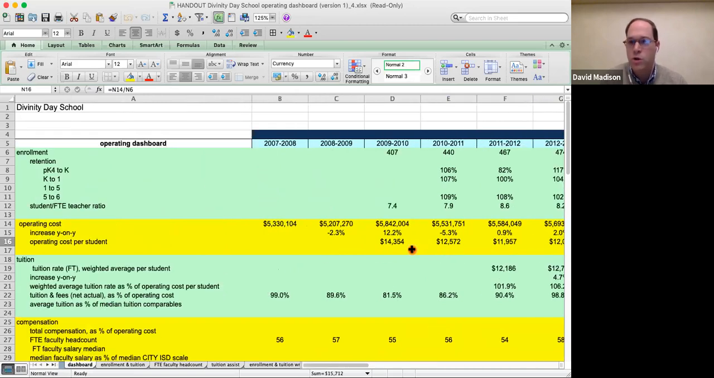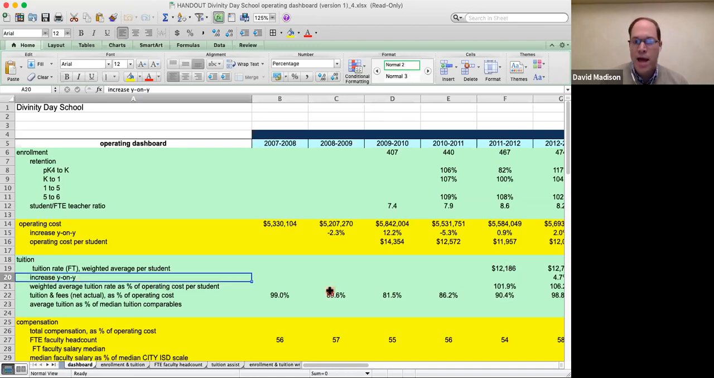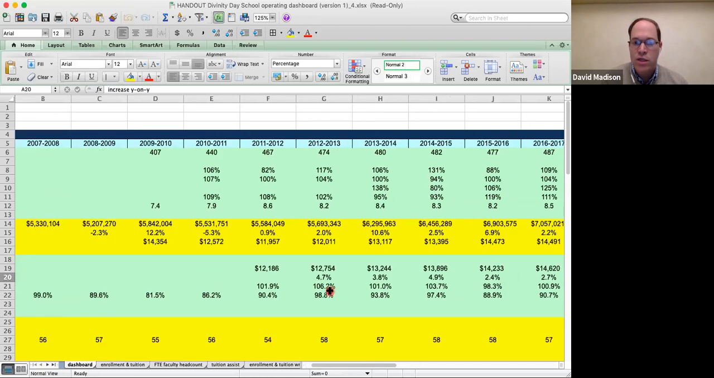So your results may differ. Most schools that I work with, the operating cost per student is higher than the tuition rate, which you can then turn into a narrative about fundraising. But if you're in a situation where the cost is lower than your tuition rate, then that indicates another conversation as well. They're tracking a yearly increase on tuition.